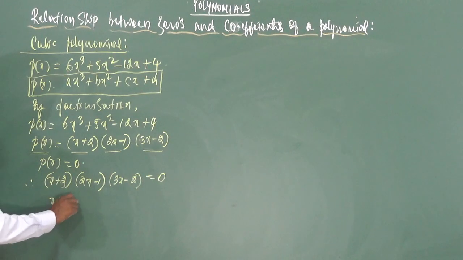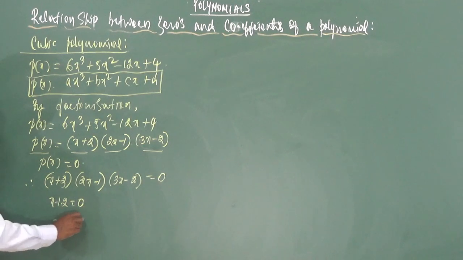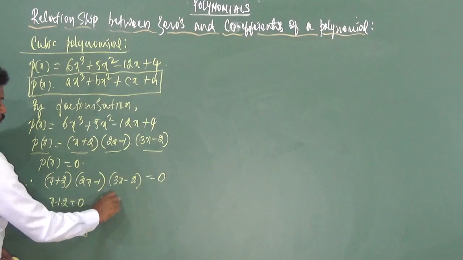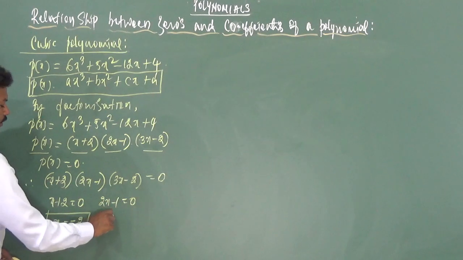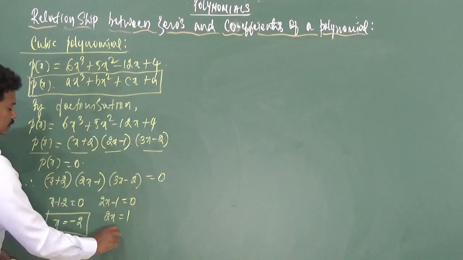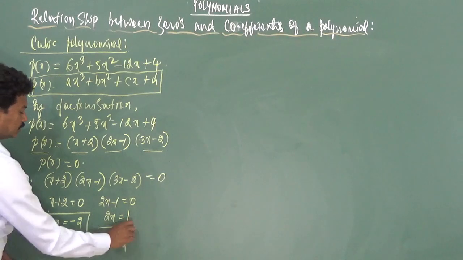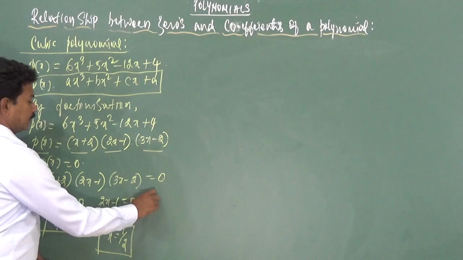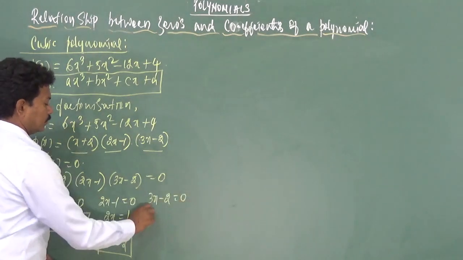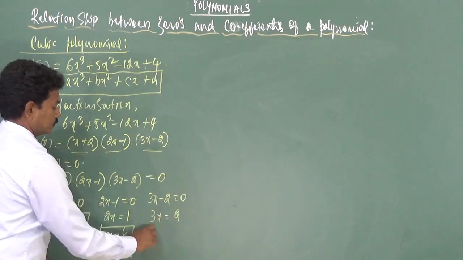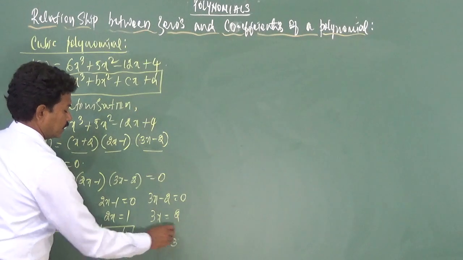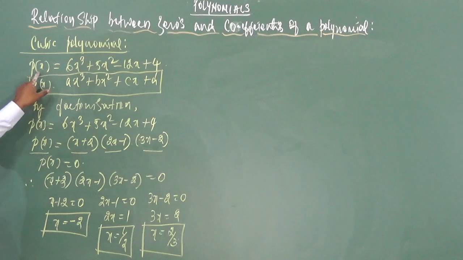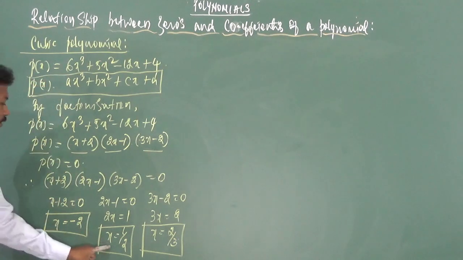So x plus 2 is equal to 0, x is equal to minus 2 is one of the zeros, and 2x minus 1 is equal to 0. So 2x is equal to 1, x is equal to 1 by 2 is another zero. So we will equate this one. So 3x minus 2 is equal to 0, 3x is equal to 2, x is equal to 2 by 3 is another zero. So therefore, for this cubic polynomial p of x, there are 3 zeros.